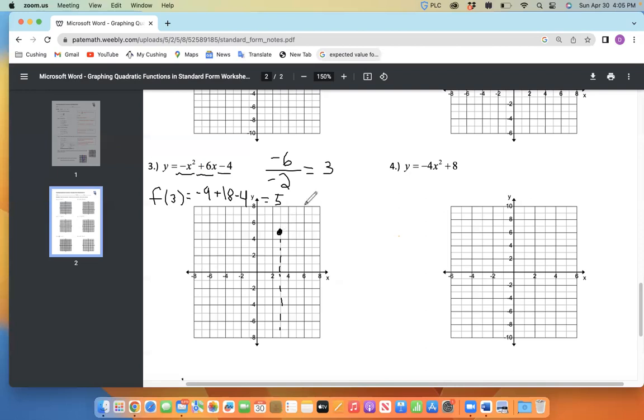All right. So then maybe I will plot my y-intercept of -4. So down here at -4, and I can mirror that as well across the axis of symmetry. 1, 2, 3, 1, 2, 3. And just for good measure, let's find something in the middle. So let's see, this number 3. Let's do f of 2. So let's plug in 2 for x and see what we get for y.